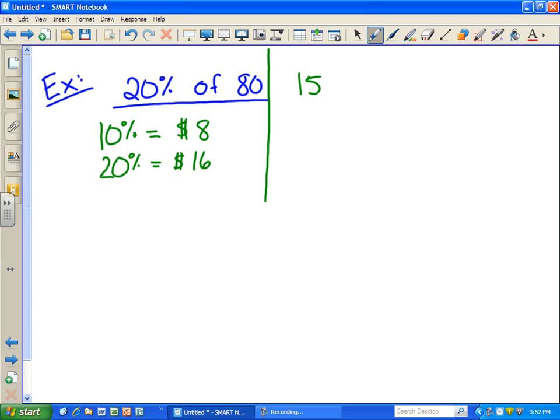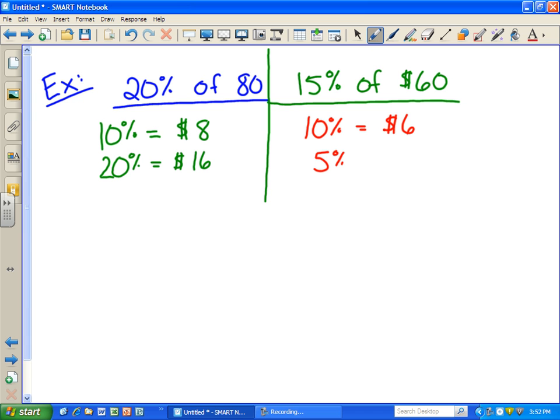What if I want to find 15% of, let's say, $60? So again, find 10%. 10% of 60, move the decimal once, is $6. Well, you have to find 15%, so you need an extra 5%. So 5% is half of 10, so you take half of 6, which is 3. 10% plus 5% is 15%. 6 plus 3 is 9. And that's how you would find your 15%.